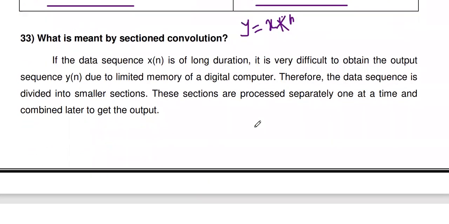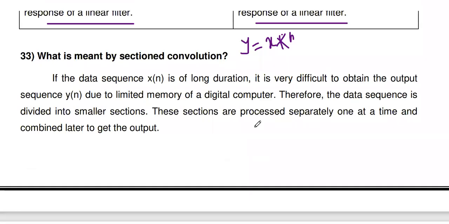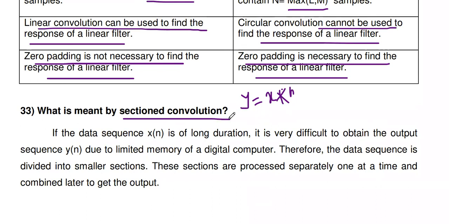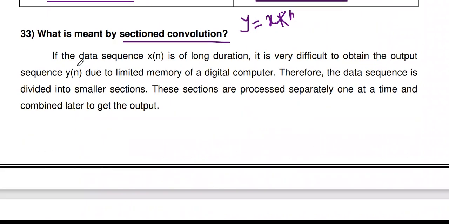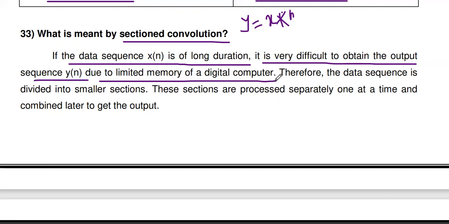The next question: what is meant by sectioned convolution? The overlap save and overlap add methods come under the category of sectioned convolution. So what does sectioned convolution mean? If the input sequence x of n is of long duration, we have to find the response of the filter, but the input sequence is of very long duration, so it is very difficult to obtain the output y of n due to the limited memory of a digital computer.